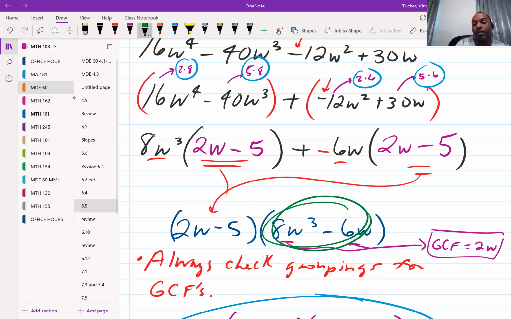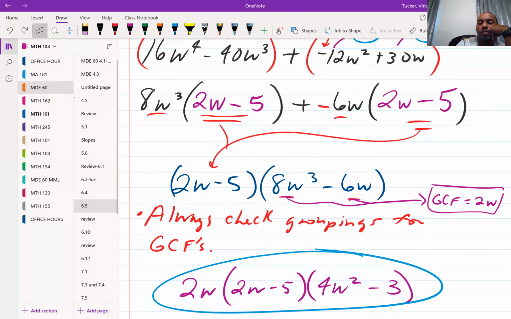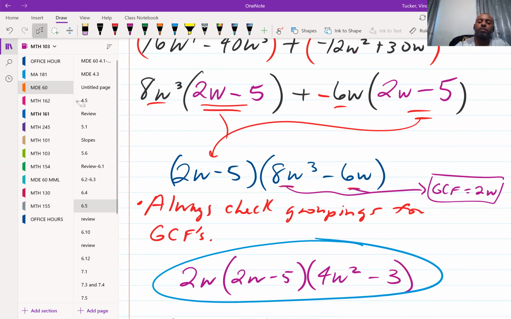they're both even. So that means if nothing else, I can pull a 2 out. And then also you see that both of them have a W in common. So I could have pulled 2W out from each one of those. So I go ahead and do that. So I pulled 2W out of both of these. So that's why it's 4W squared minus 3. And normally you put your GCFs out front. So that's why I pulled a 2W, brought it all the way out here. Questions on what we did there?